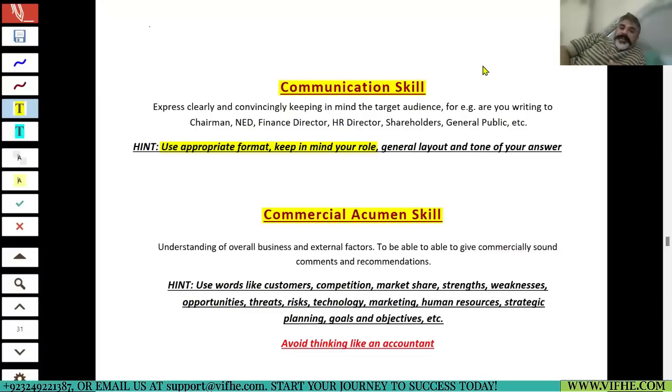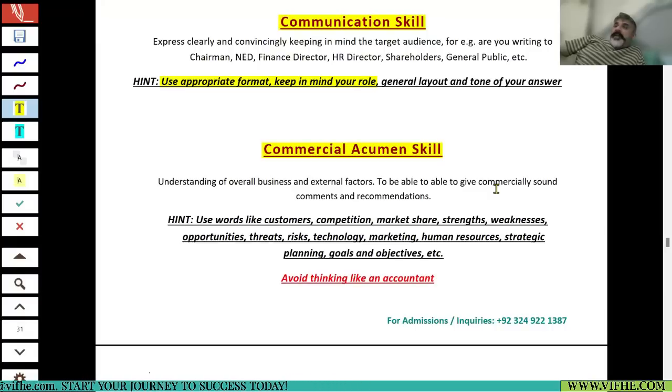So you do know. Commercial acumen again is very simple: you have to demonstrate to the examiner that you understand business. You are not just an accountant. You understand how the business works. For example, can you name some departments or functions other than finance? HR, IT, procurement, sales, marketing, inventory, production, R&D, supply chain, legal, warehouses, commercial.